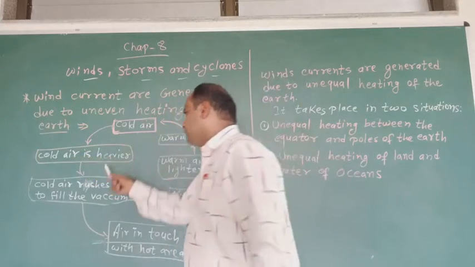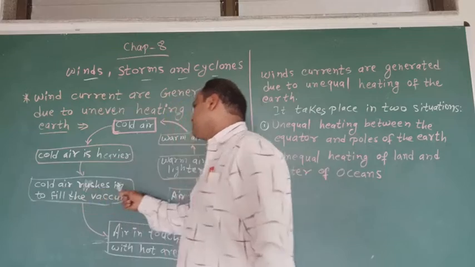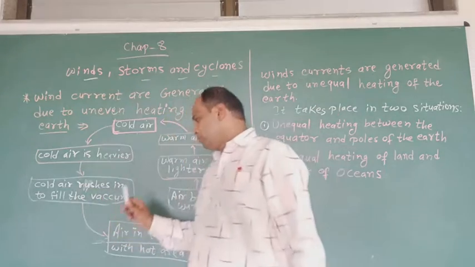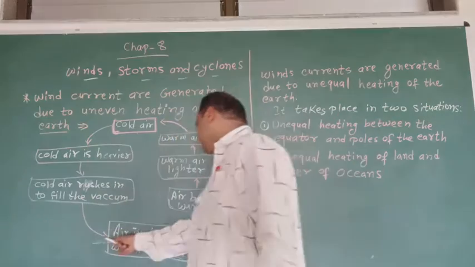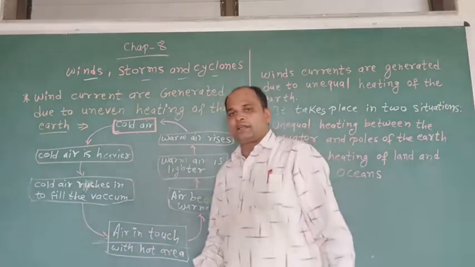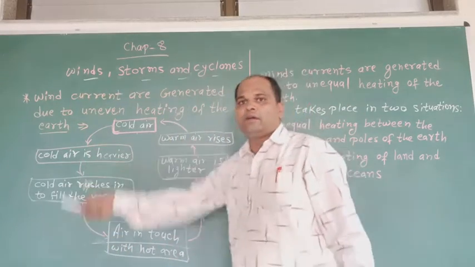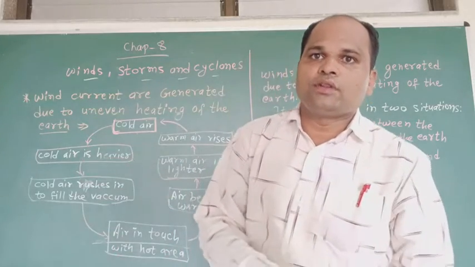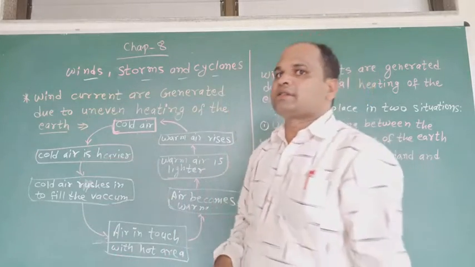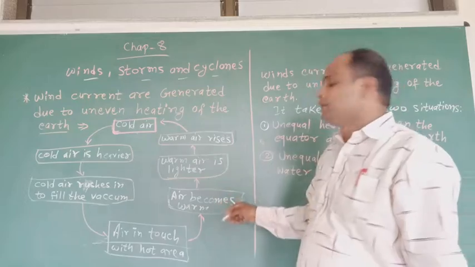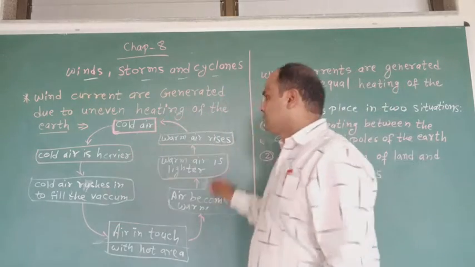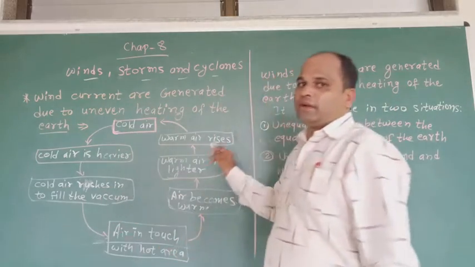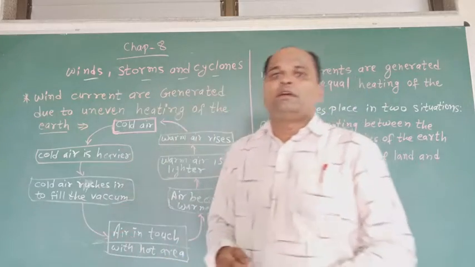After that this cold air comes down to fill the vacuum. After that this air comes in touch with hot air, so this cycle continues continuously in our environment. This cycle is a convection current in air.